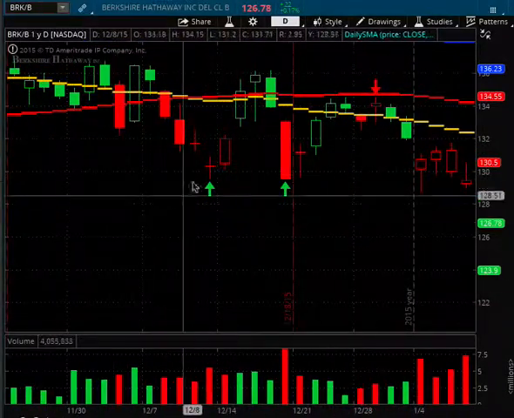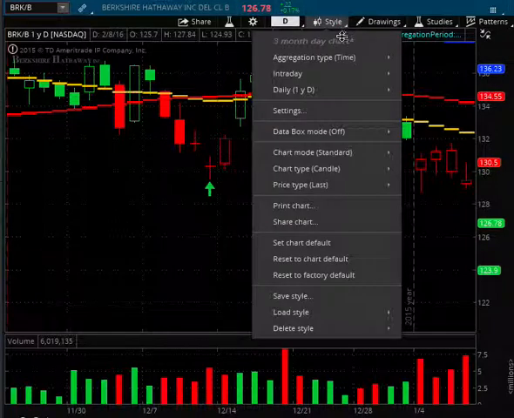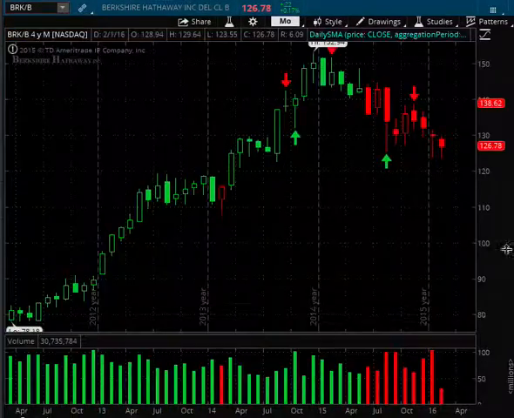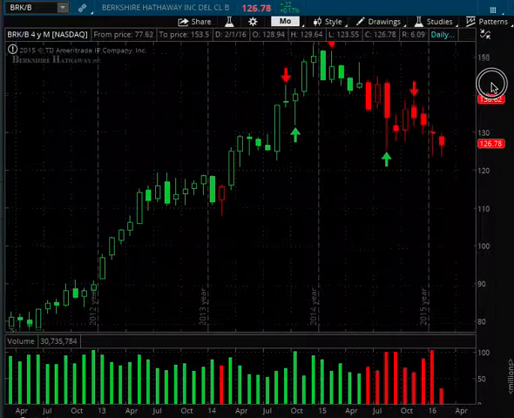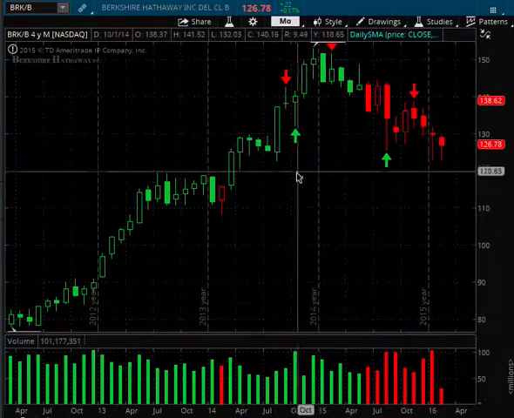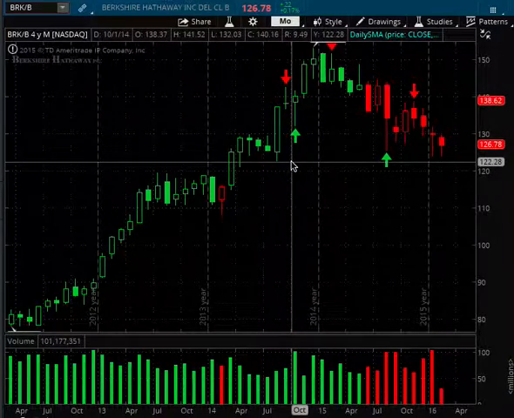And you know what? I'm gonna look at a month. I'm gonna change this to a monthly chart so that we can get a better view of what's going on with these stocks. We were looking at a day chart. I'm gonna switch to a monthly chart. And if you notice, we have some support right here.